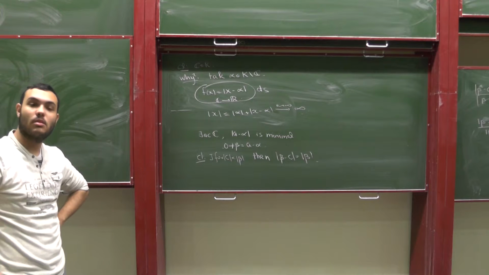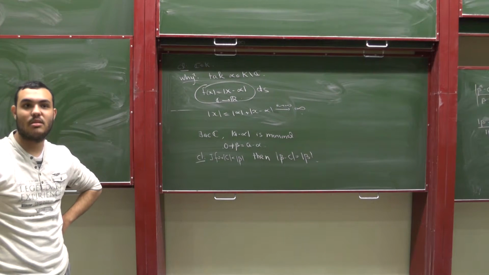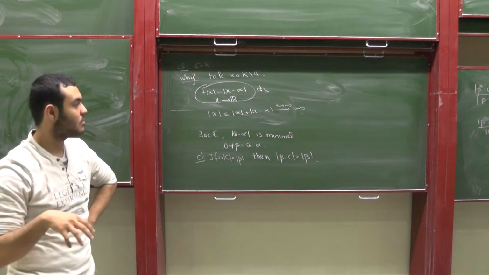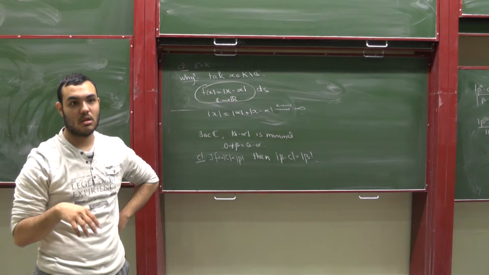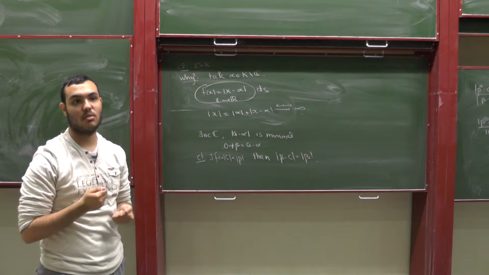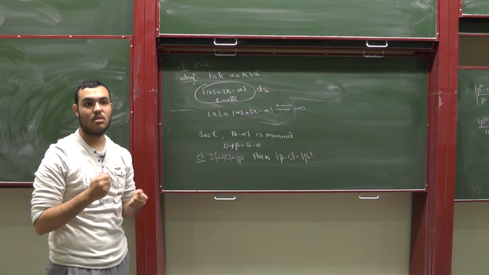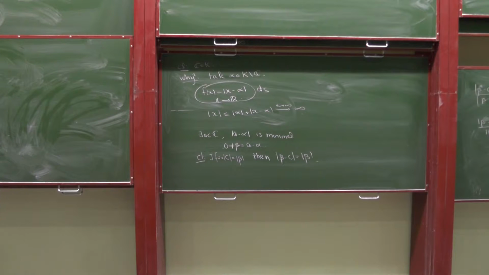So maybe I should return a comment. The main reason that I didn't use this here is because I don't know that the absolute value on C itself is the standard one. And I cannot somehow rescale it back to be that way. But if I did know that, then it would be fine. Okay?